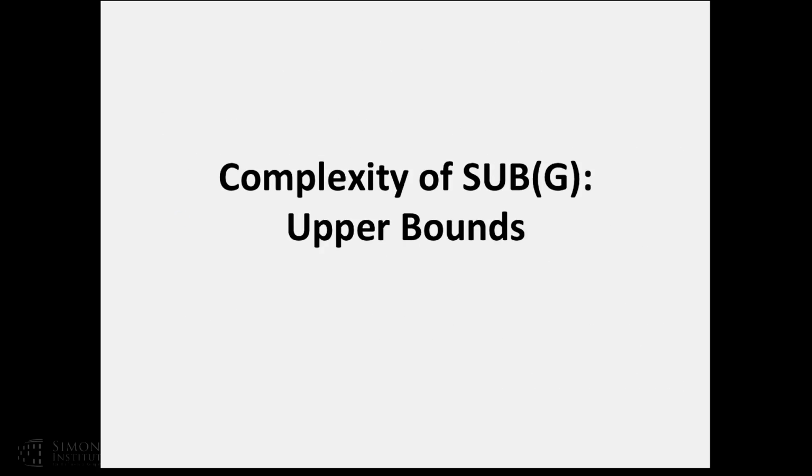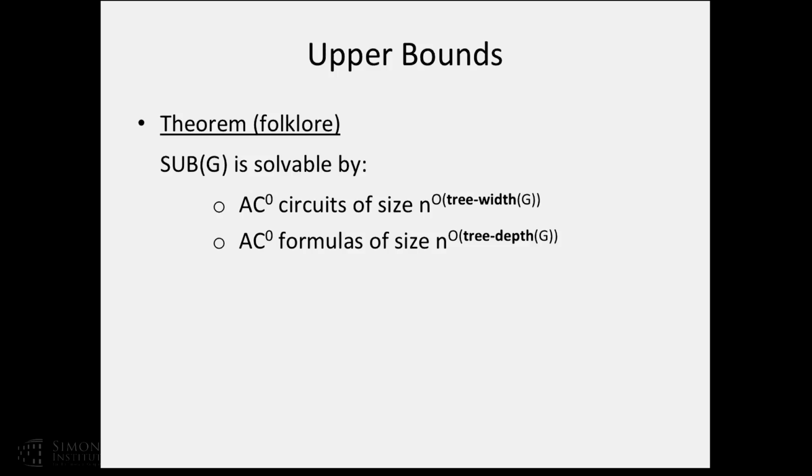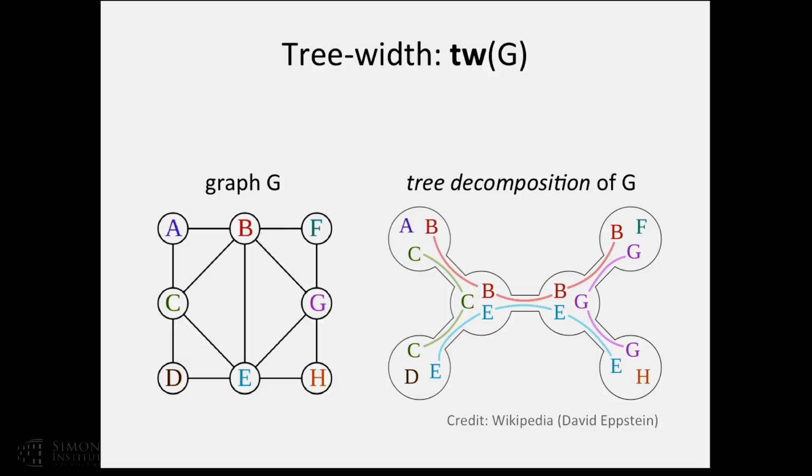Okay, so what can we say about the AC0 complexity of this problem? There are some very simple upper bounds which relate the complexity of this problem to natural structural parameters of the graph G. In particular, it's easy to show that the AC0 circuit size of this problem is upper bounded by n to the tree width of G. And the AC0 formula size is upper bounded by n to the tree depth. I'll assume that most people are familiar with the concept of tree width, and I'll talk a bit more about the concept of tree depth in the next few slides. Both of these graph parameters are defined in terms of certain kinds of decompositions of a graph.